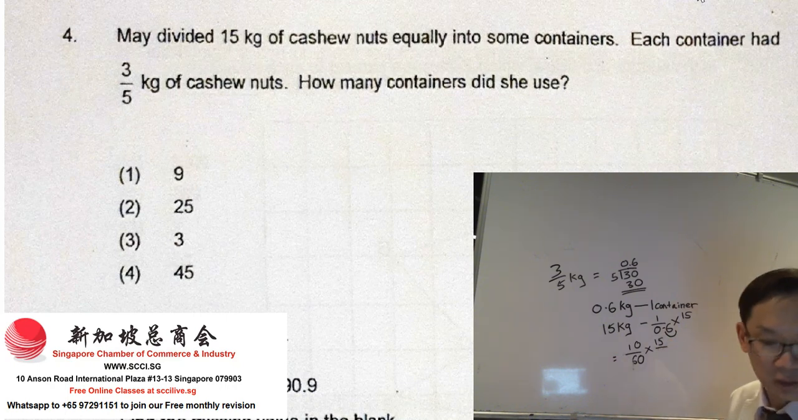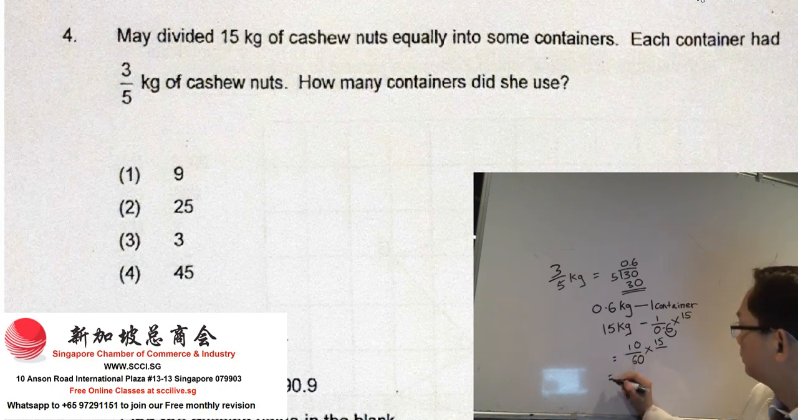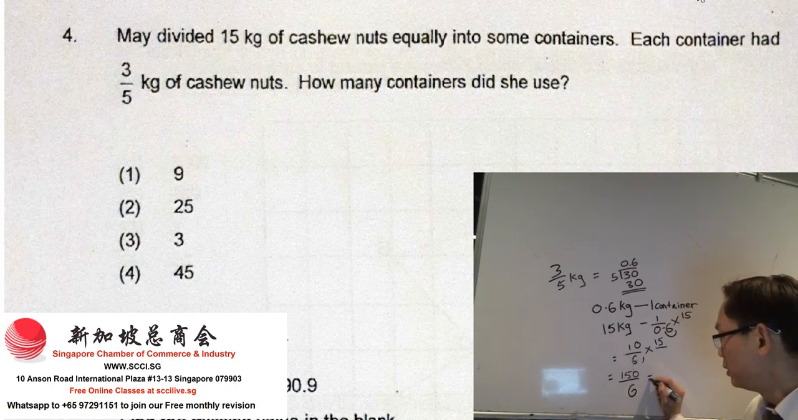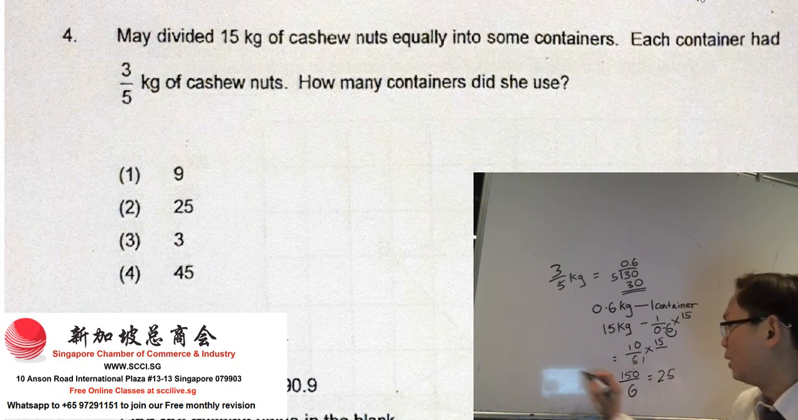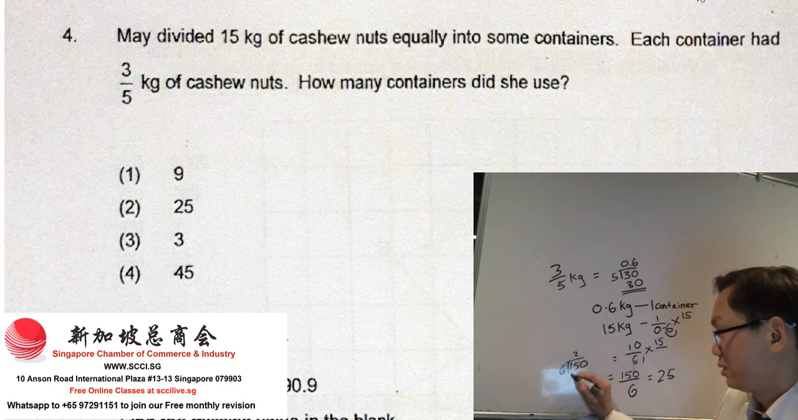Sorry, down here is 0.6, let's move one decimal place. So it's 150 divided by 6, which is equal to how much? It's equal to 25. How? 150 divided by 6: 6 2 12, 30, 6 times 5 is 30.